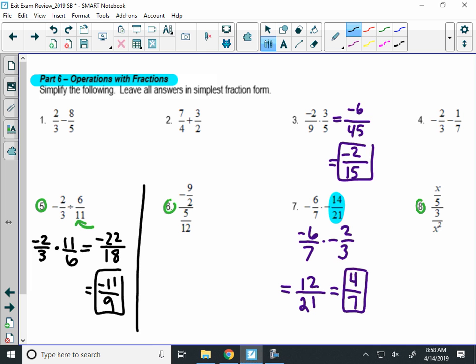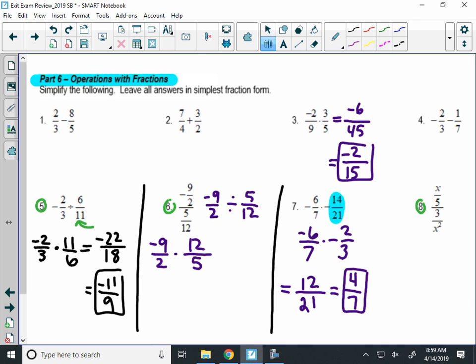Number 6 here is similar, but it's a fraction within a fraction. So if you need to rewrite that as negative 9 over 2 divided by 5 over 12, that's fine if that's easier for you to see. But this is the same thing. I'm going to take the first fraction and keep it the same and multiply by the reciprocal of the second, 12 over 5.